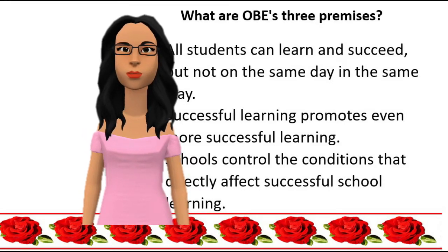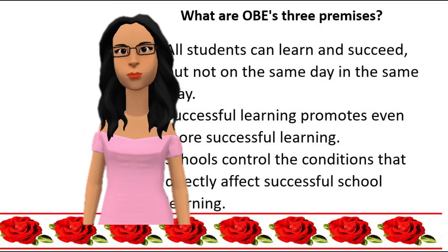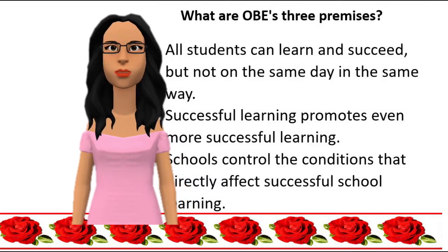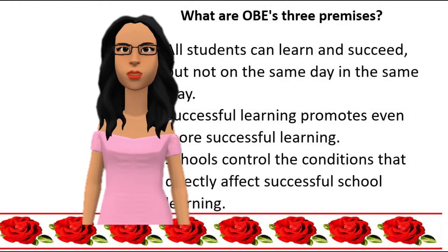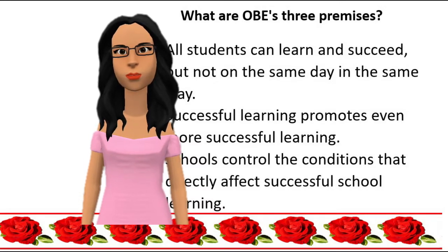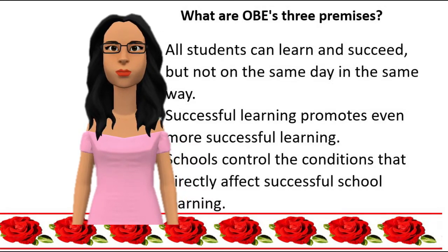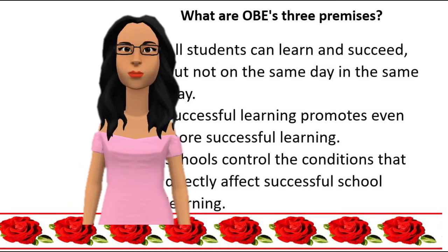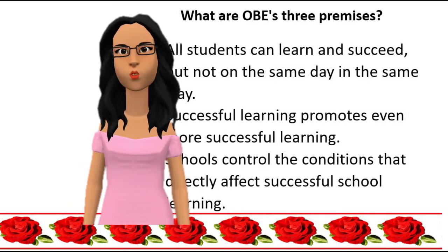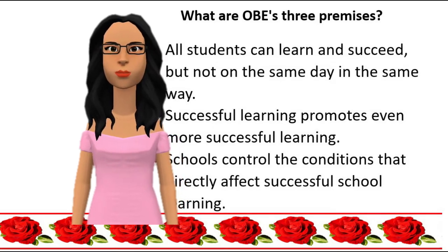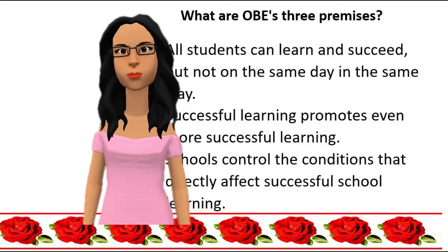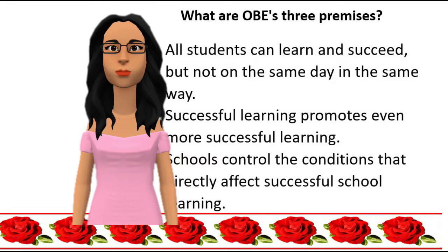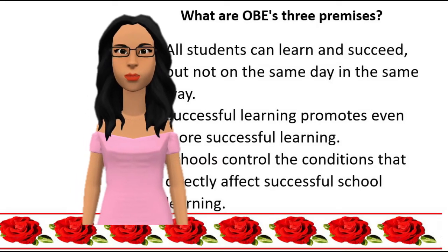The first premise explicitly takes differences in student learning rates and learning styles into account, not as barriers to successful learning, but as factors that must be designed into any sound instructional process. It is a very optimistic view of the learning potential of all students. The second premise stresses that successful learning rests on students having a strong cognitive and psychological foundation of prior learning success. Very relevant for us here in South Africa to understand that.